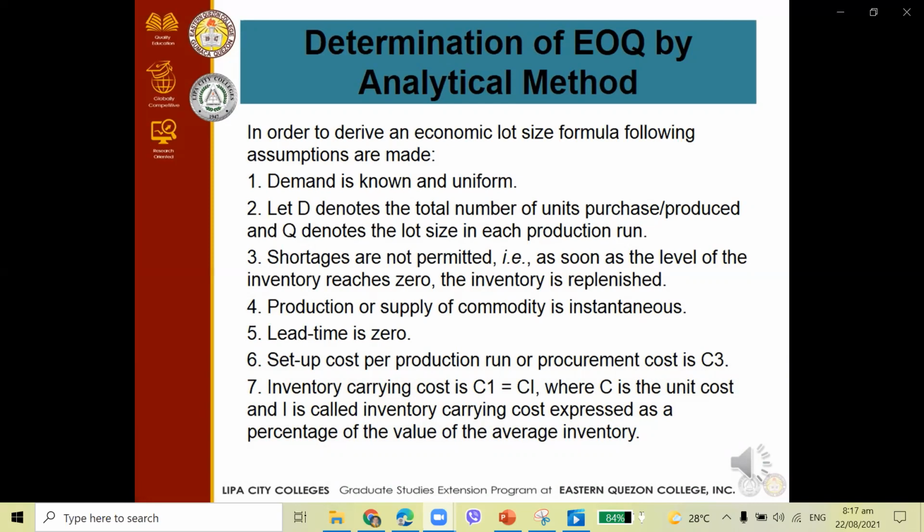Six, setup cost per production run or procurement cost is C3. Inventory carrying cost is C1 equals CI, where C is the unit cost and I is called inventory carrying cost, expressed as a percentage of the value of the average inventory.